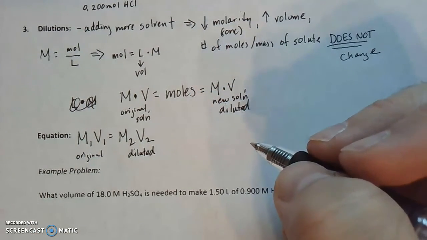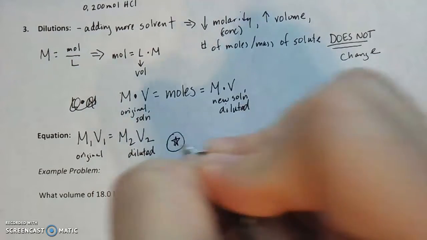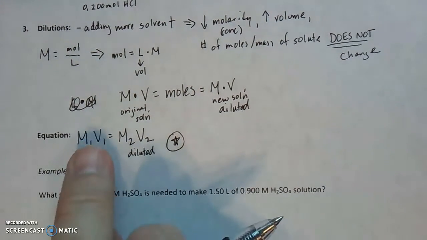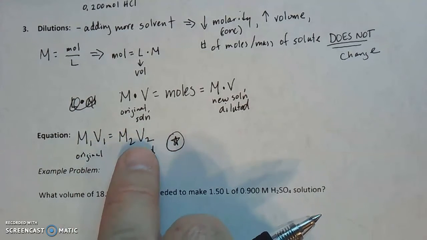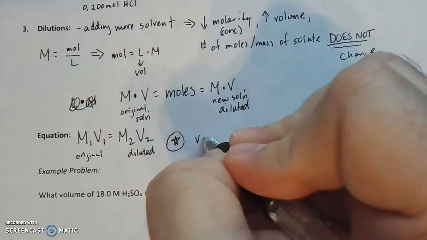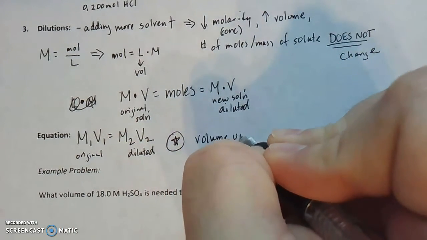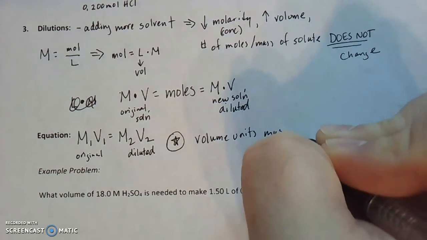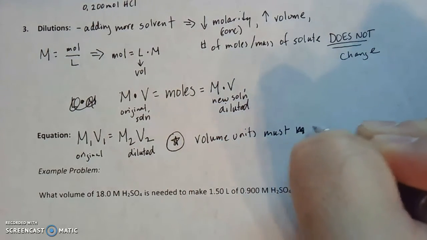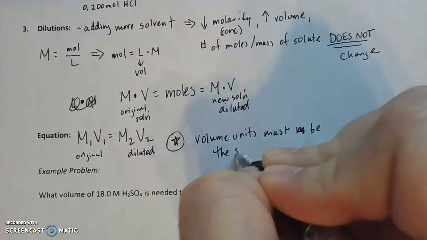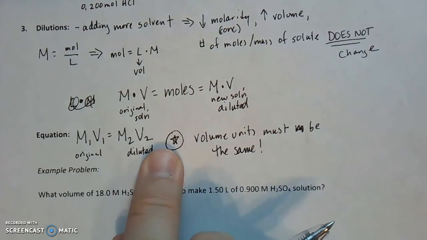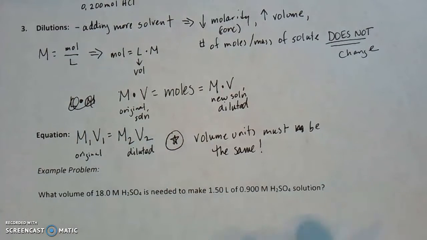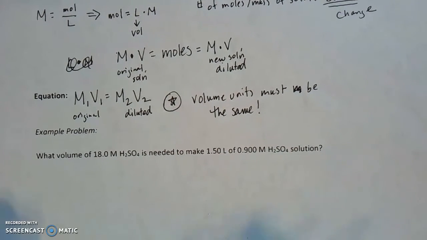Now the key here with this, and I'm going to put a little star here, since we have volume and we have different units for volume, these have to be the same. So if you're given liters and you want milliliters, you have to change one of them to the other. So let's look at our example problems.